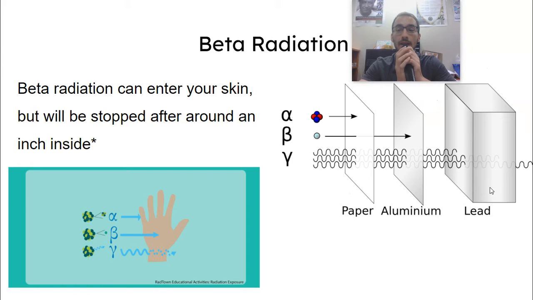Beta radiation is a medium danger level. Beta radiation can enter your skin, but it'll usually be stopped after around an inch inside your skin. You can stop it with a sheet of aluminum or a sheet of a stronger metal. So it's more powerful than alpha, but it's not as powerful as gamma. It's right in the middle.